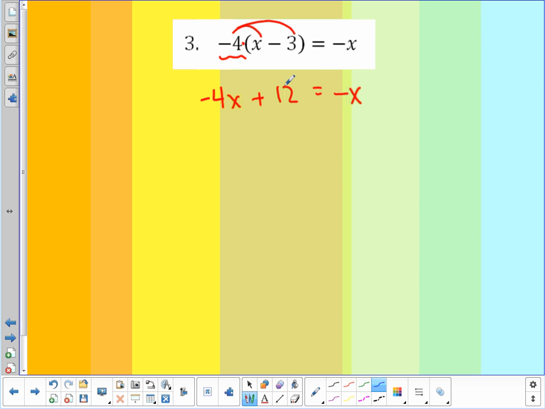Now I have variables on both sides. I have a negative 4x over here on the left, and I have a negative x over here on the right.